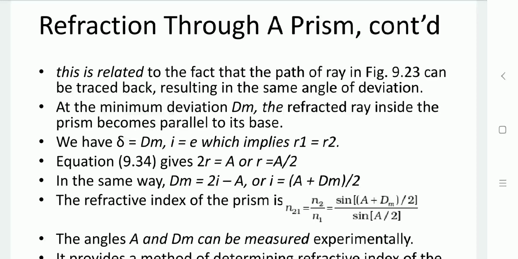Then the refractive index of the prism n12 equals n2 by n1, that is sine of (A plus dm) by 2 divided by sine of A by 2. A and dm can be measured experimentally. From this method, we can determine the refractive index of the prism.